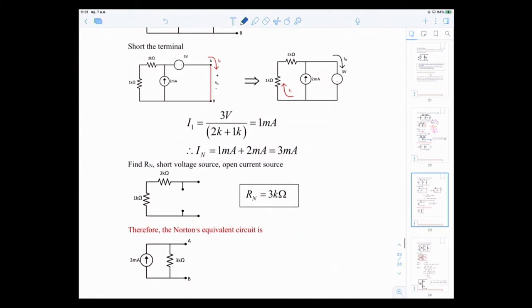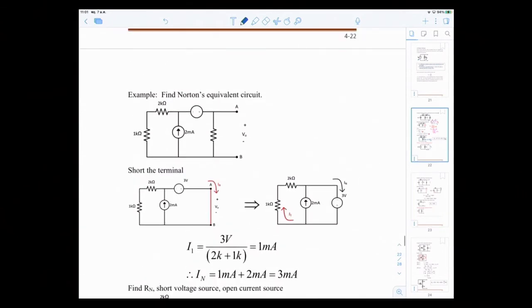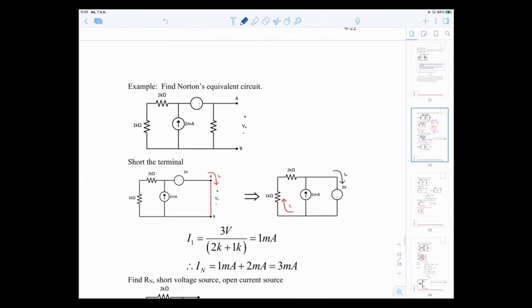In this case, to find RN, let's see. This is the case where they want to show that we can find it using that general formula, when we insert the test source inside. So therefore, let's see. Oh, no, sorry, my mistake. Let's do it.